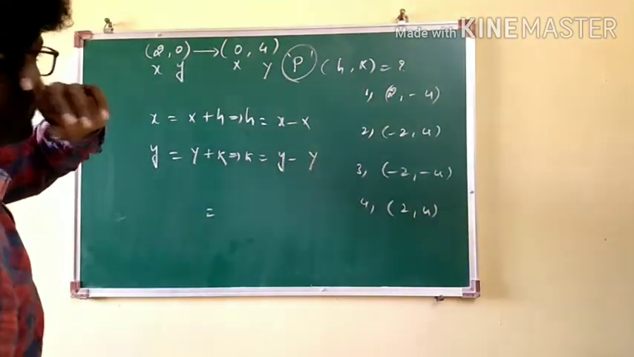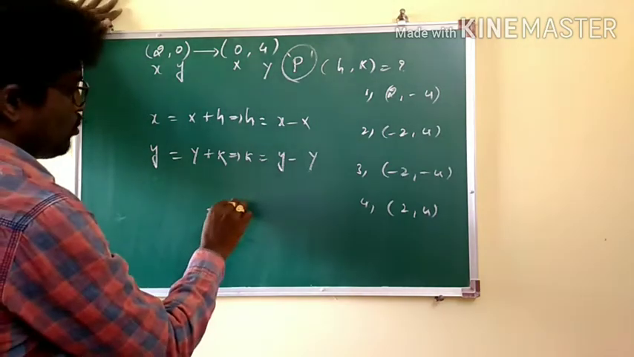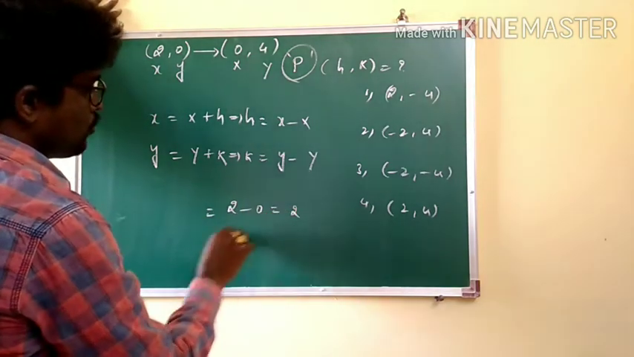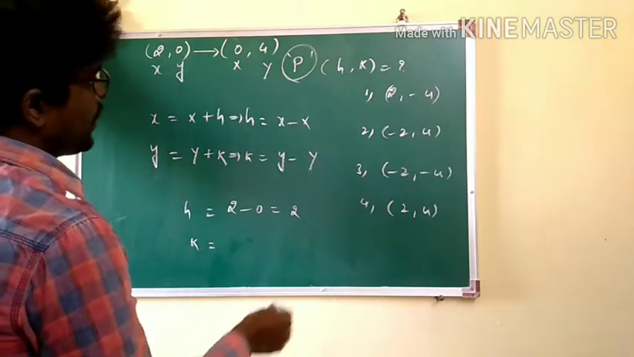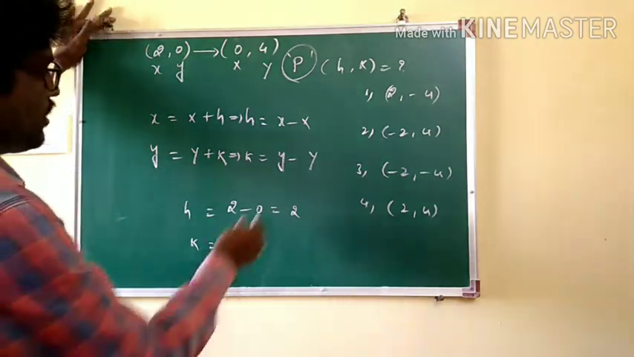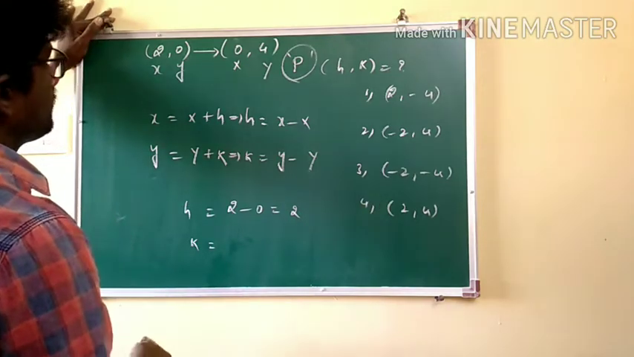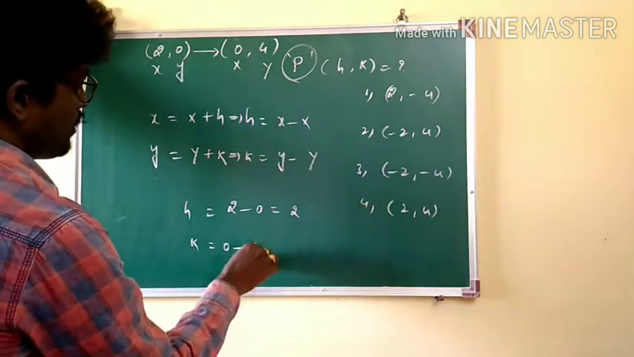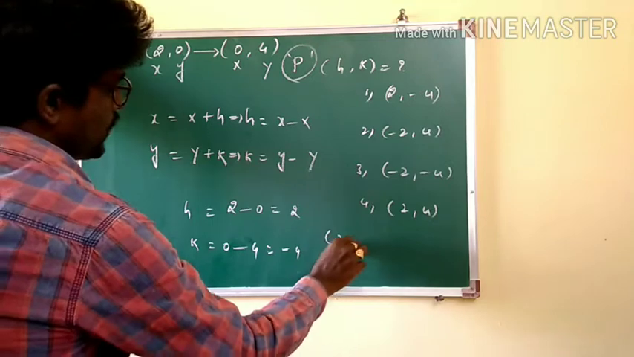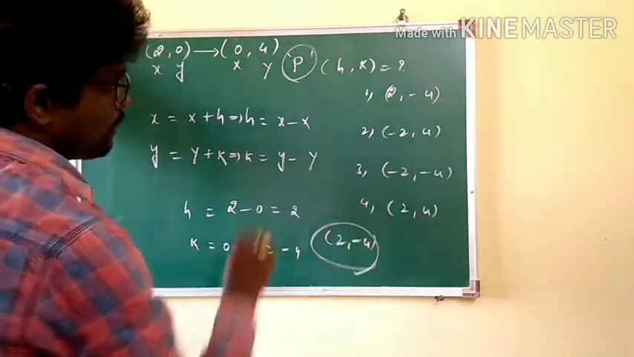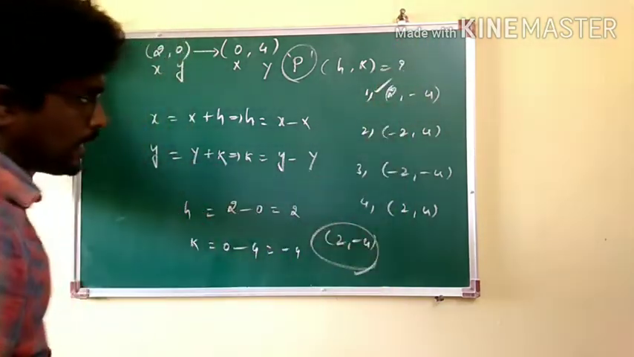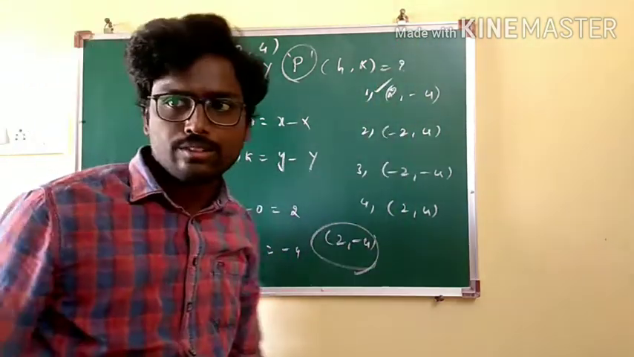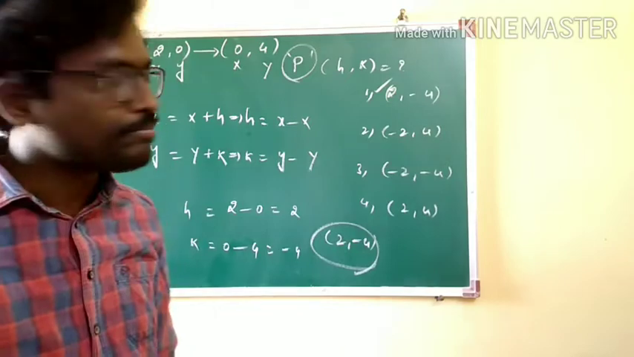Please substitute here. What is small x? 2 minus 0, which is equal to 2, and that is h. And k is equal to y minus capital Y. What is y? 0 minus 4, that is equal to minus 4. So we are getting (2, -4) as P. That is, (h, k) is (2, -4). So according to the options, the suitable one is the first option.